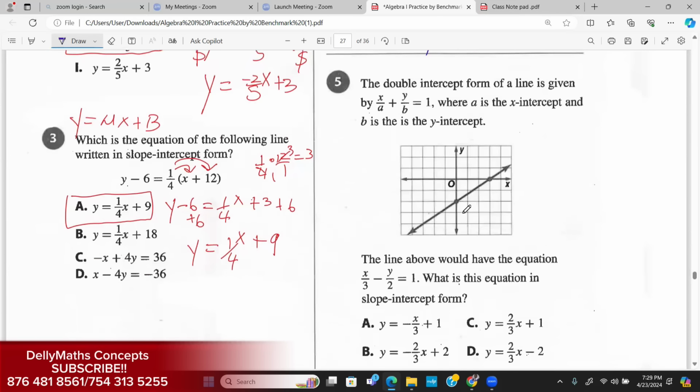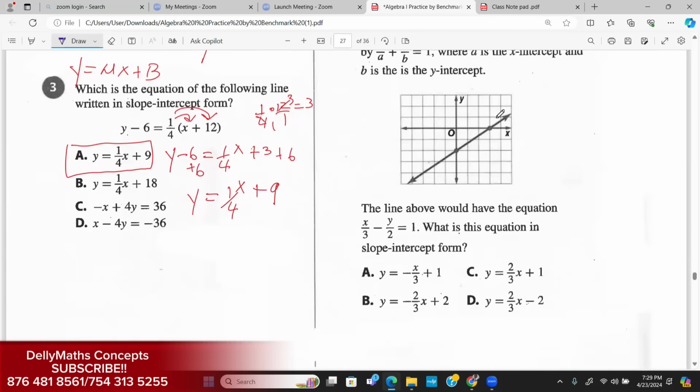All right, number 5. Number 5 says the double intercept form of a line is x over a plus y over b equal to 1, where a is the x-intercept and b is the y-intercept, right? So let us take a quick look. It says the line above would have the equation x over 3 minus y over 2 equal to 1. What is the equation in slope-intercept form?